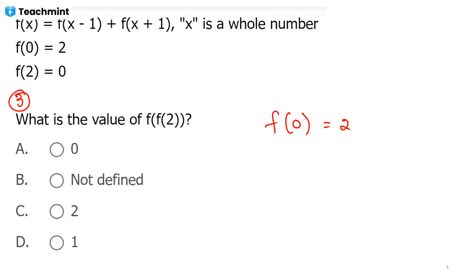A lot of people are worrying about, sir, how to handle this? It's not required here. F of 2 value is already 0. F of 0 is already 2. That's given, right? So what is the worry? Okay, so like this, they're asking one or two questions in functions. So those questions you don't miss.